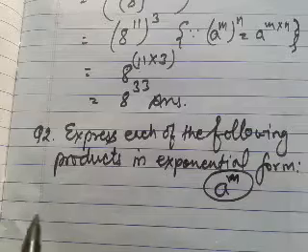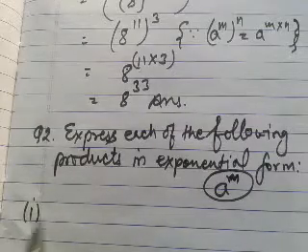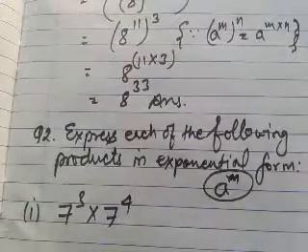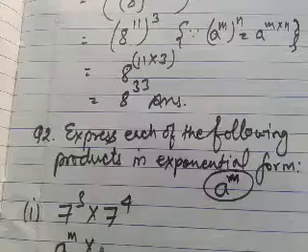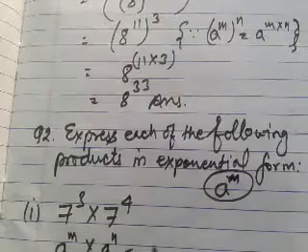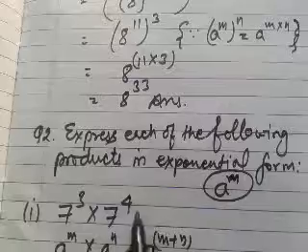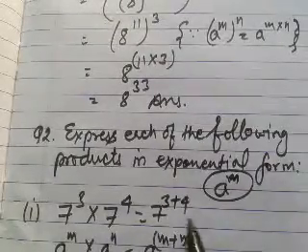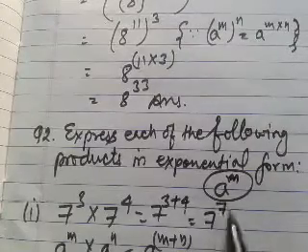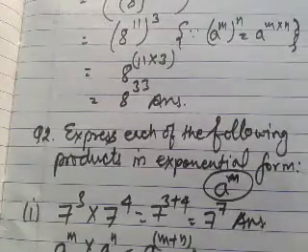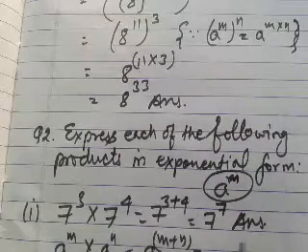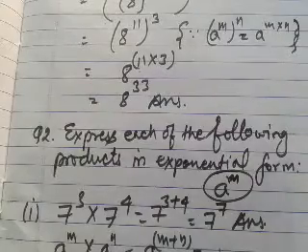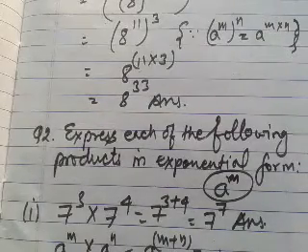So first question, choose first. 7 raised to the power 3 and 7 raised to the power 4. It resembles a raised to the power m and a raised to the power n. We can write m plus n. So we can write here 7 raised to the power 3 plus 4, and 7 raised to the power 7. This is our answer. This way we can write this.